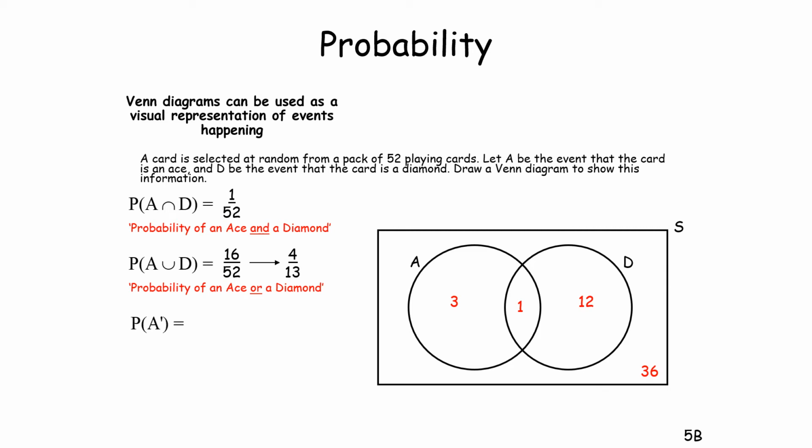Okay, probability of not an ace, probability not A. So we look at everything except for A. Well, except for A is 4. So from 52, if you take away 4, you have 48 out of 52, which you can simplify to 12 over 13.